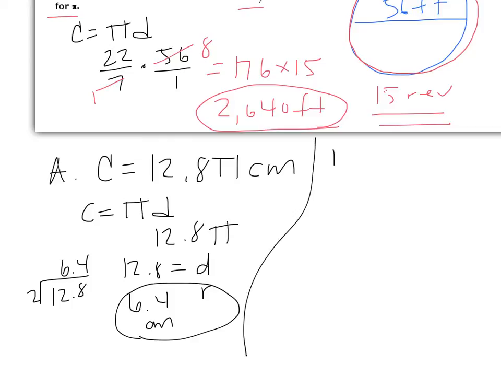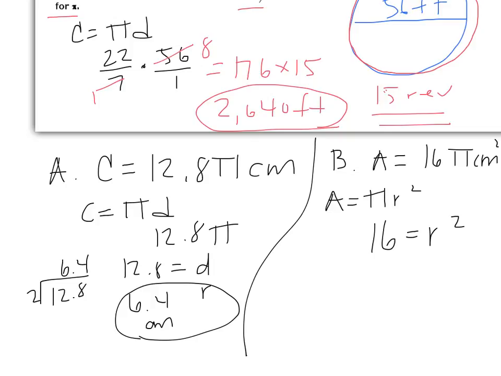Okay, so then for B, they say area equals 16 pi centimeters squared, and again they want you to find the radius. Your formula is area equals pi r squared. Okay, so that means 16 is your radius squared. So the square root, we've been doing square root, so therefore your radius is 4. Okay, so 4 centimeters is the radius.